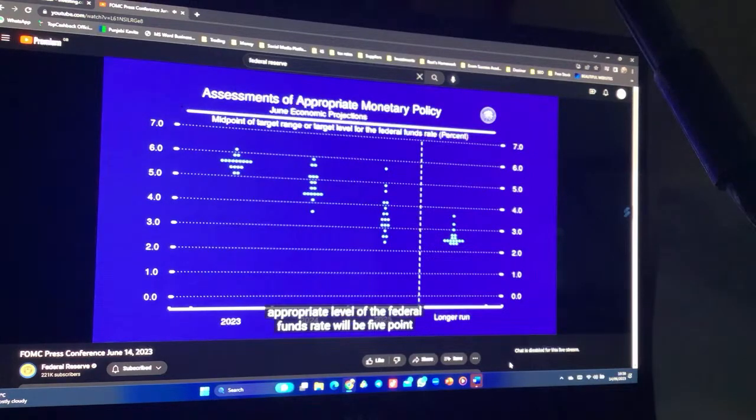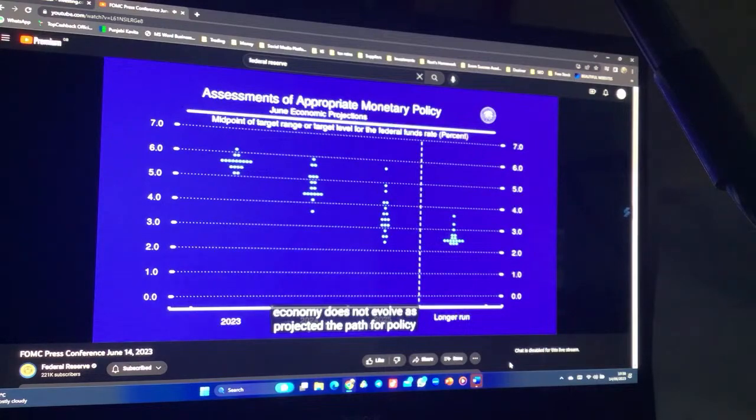will be 5.6% at the end of this year, 4.6% at the end of 2024, and 3.4% at the end of 2025. For the end of this year, the median projection is a half percentage point higher than in our March projections. So I would add, as always, that these projections are not a committee decision or plan. If the economy does not evolve as projected, then the policy path will adjust as appropriate.